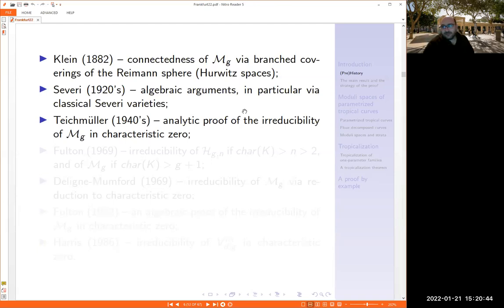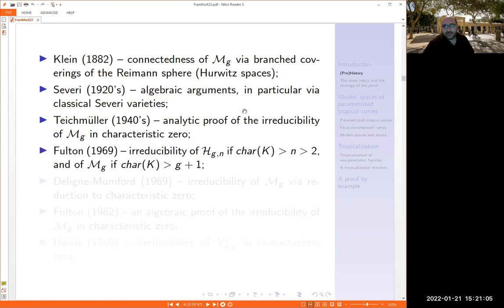Now, the irreducibility from the analytic point of view was achieved by Teichmüller in the 40s, who developed what we call Teichmüller theory. He showed that M_g is analytically dominated by a Teichmüller space. Okay, so it is irreducible.